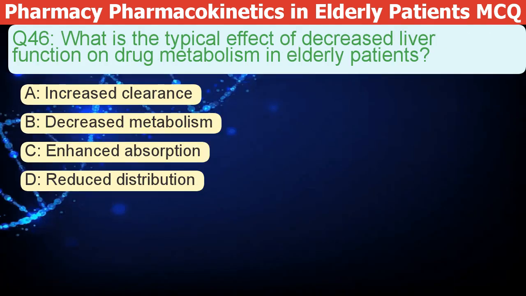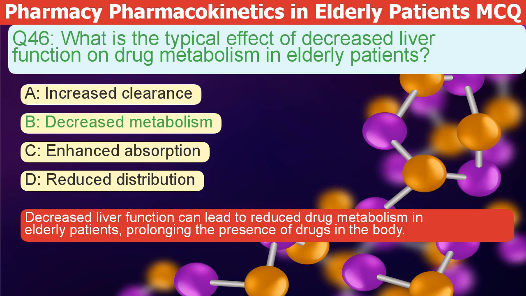What is the typical effect of decreased liver function on drug metabolism in elderly patients? A. Increased clearance. B. Decreased metabolism. C. Enhanced absorption. D. Reduced distribution. The correct answer is B. Decreased liver function can lead to reduced drug metabolism in elderly patients, prolonging the presence of drugs in their bodies.